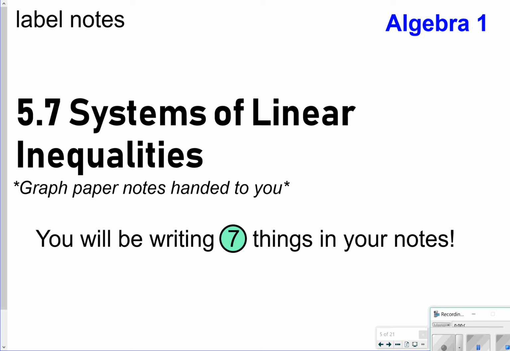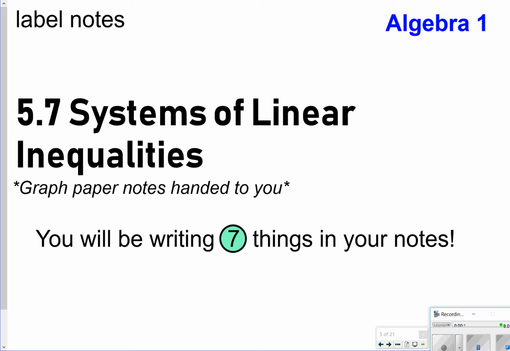Hey Algebra 1, this is going to be your lesson on 5.7, Systems of Linear Inequalities. You are going to get some graph paper notes handed to you to help with graphing. There's going to be 2 questions with graphing. The rest of them is kind of a mix of what you're going to be seeing on your homework tonight and tomorrow.